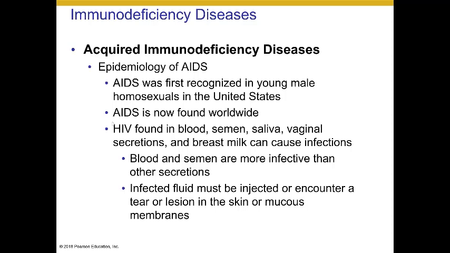But it did start in the male homosexual population in the United States, particularly in the San Francisco area. And so at that time, before there was a lot known about the disease, there was definitely a stigma associated with it. Now we know that anybody can get it. It is sexually transmitted and through blood.